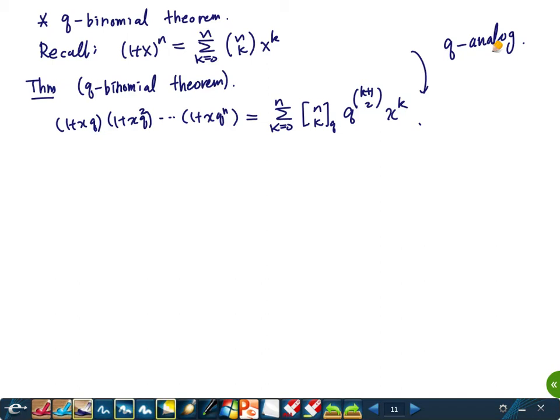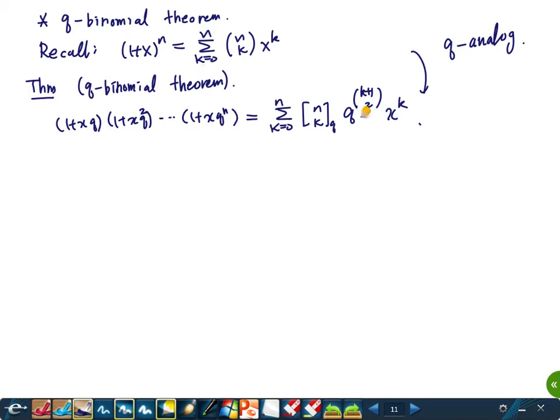Okay. So this kind of theorem is called the Q analog of this. That means it is a general version. We have Q inside, but if Q equals 1, we get the original one. If this happens, it's usually called a Q analog of something. So this is the Q analog of the binomial theorem. That's why it's called the Q binomial theorem.